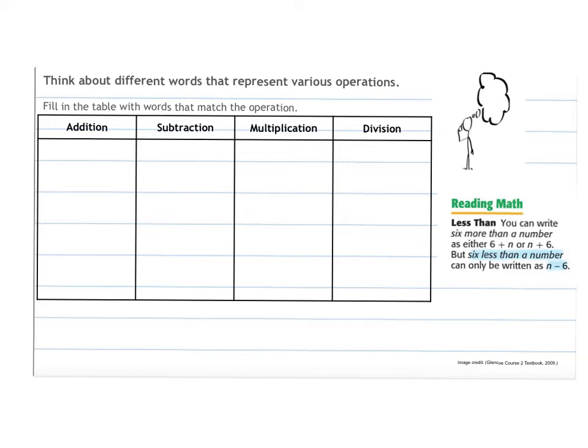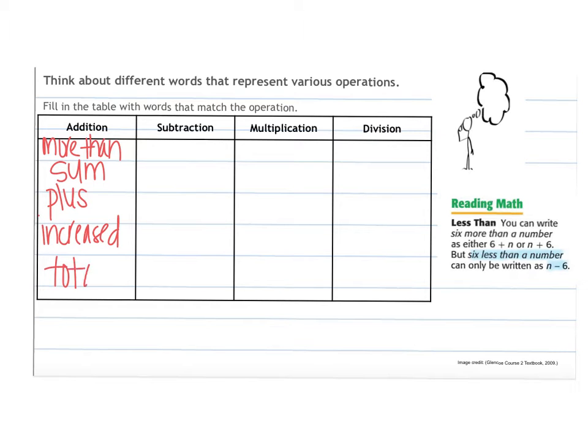So for addition, some examples of words that mean addition could be more than, sum, which is the answer to an addition problem, plus, increased, because increased means that it is getting higher and we're adding everything together, and then total also just means the total of everything.